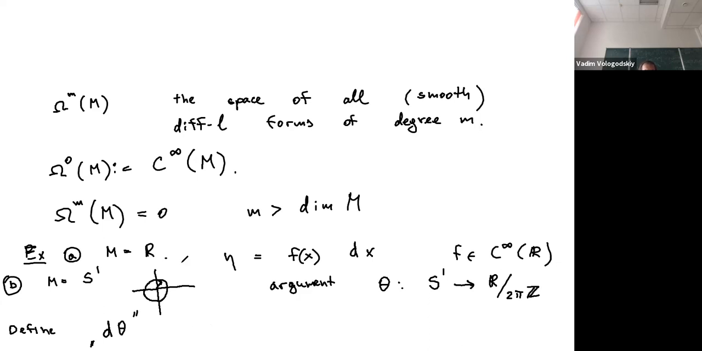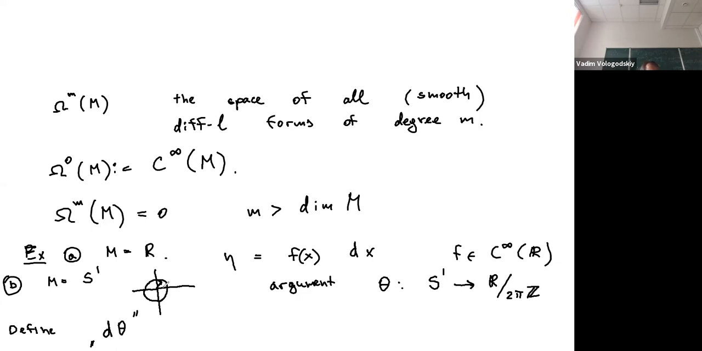Well, in order to define a form, you can cover your manifold by open subsets, define maybe by open charts, define a one form on open charts, and then show that they agree on the intersection, right? So that it gives you a global form. So that's what I want to do here.